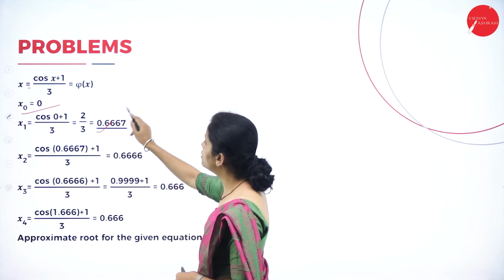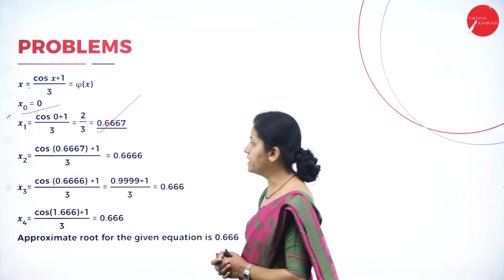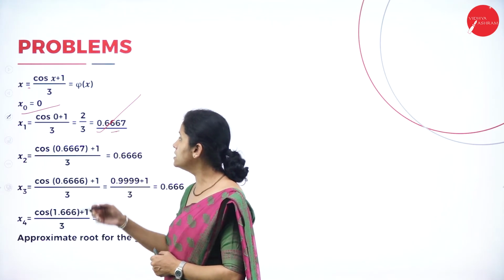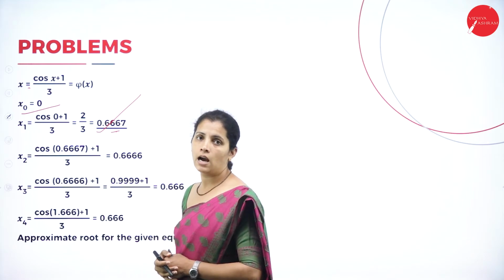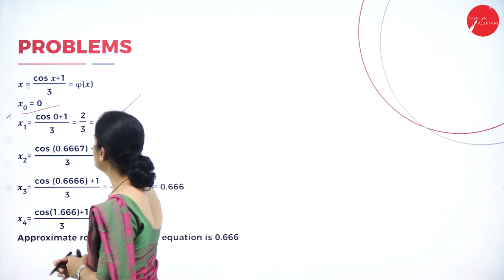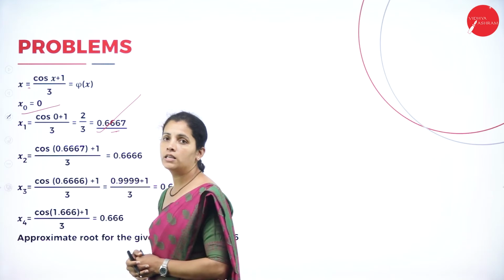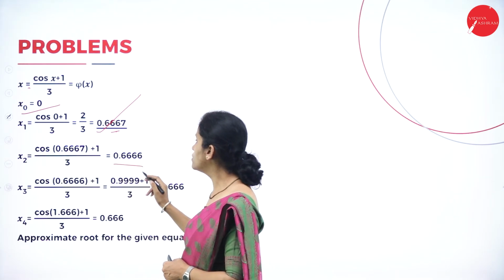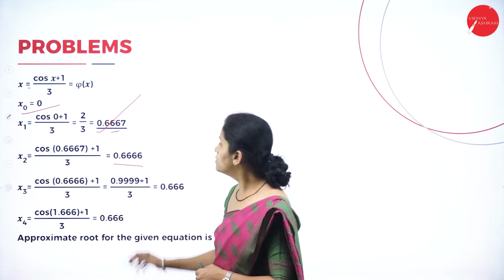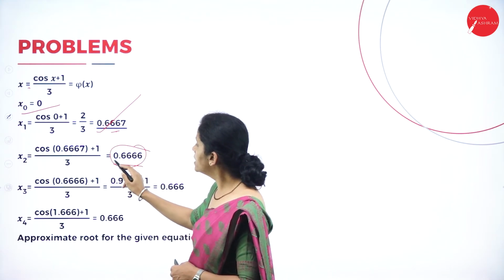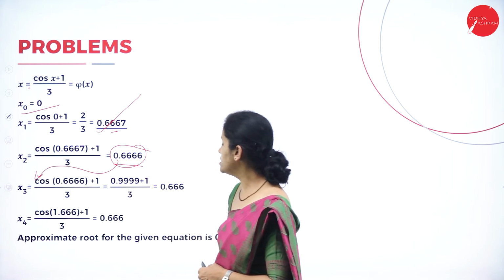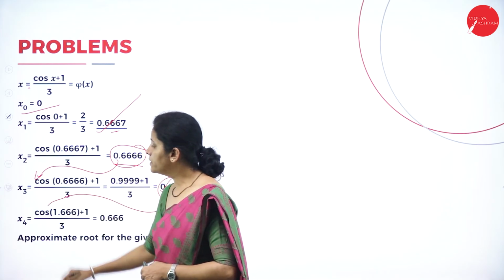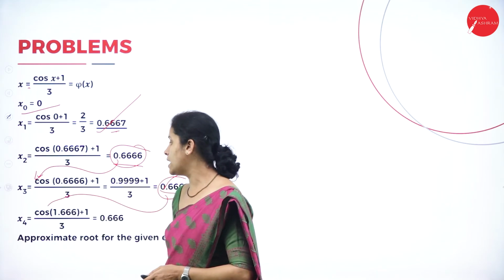I'm getting 0.6667. Now, this is the x value for the next iteration. So, I'm having cos of 0.6667 plus 1, and when I divide, I'll get 0.6666. Now, this value is the input for the next iteration, and I'm going to get 0.666. This is the next x value for the next iteration.